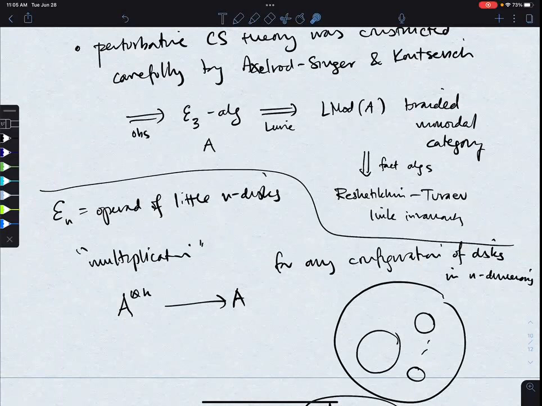I think it's a really wonderful question to ask. How do I take this vector space of observables, or chain complex of observables, and what would it mean to resum it to get something that didn't involve a power series in h-bar? That's a great question, but I don't have a good answer.